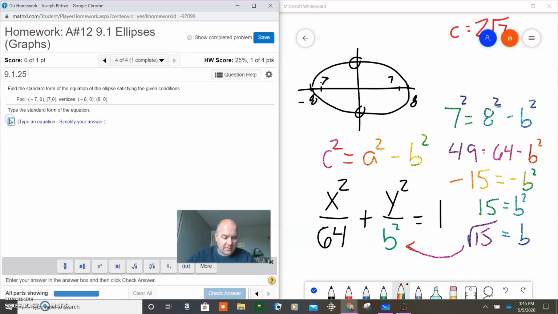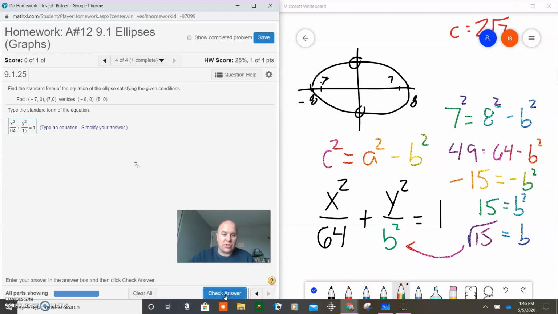So let me go ahead and type in everything. X squared over 64, plus y squared over 15. It's nice. I don't have to write the square root of that part, and then that should check out for my answer there.